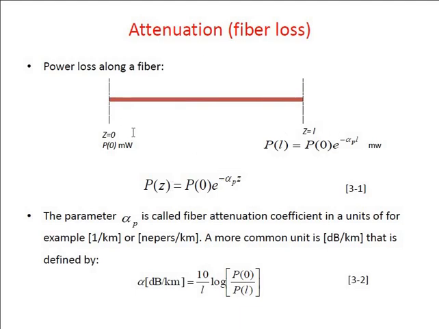See here the power loss of the fiber. Starting at the value z equal to 0 and ending at the value z equal to L. So what about the power? It is P(L) = e^(-alpha_p L) P(0), where alpha is the attenuation. Okay, so it is expressed in the logarithmic power. So how can you express this?